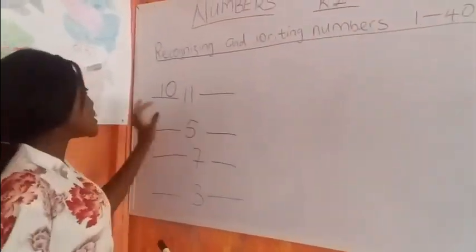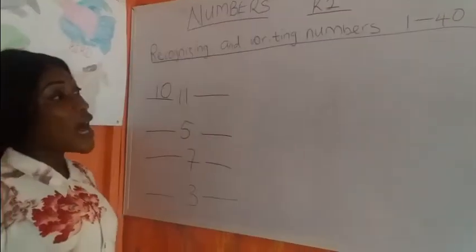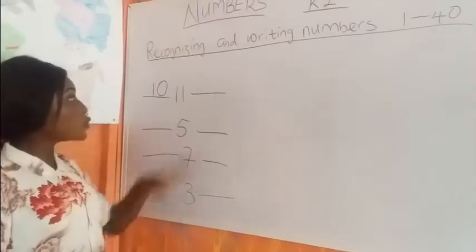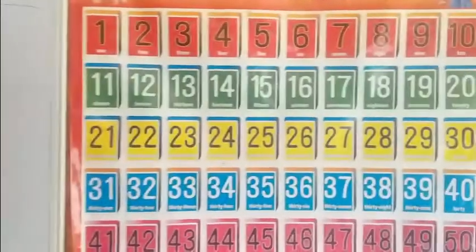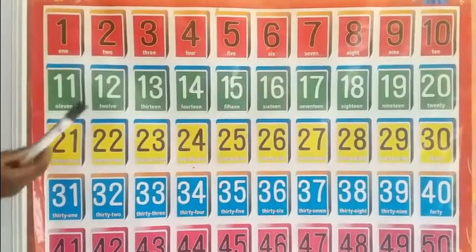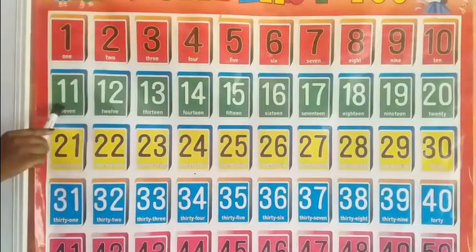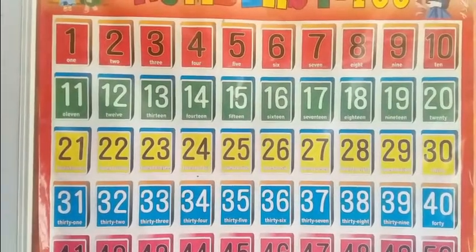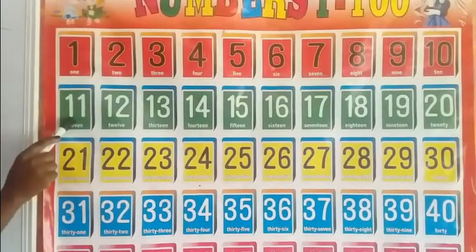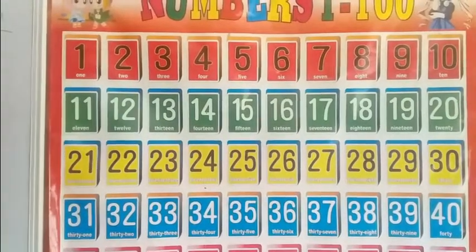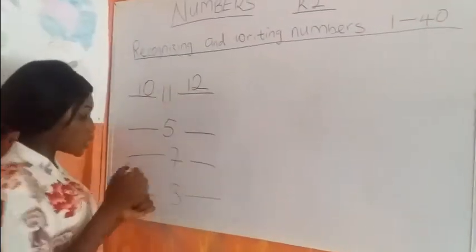Now what number is after 11? After you write your 11, what is the next number that you are going to write? You go back to your chart and check. This is your number 11. So what number is on your right hand side? What number will you write after your number 11? It is your number 12. So the number after 11 is 12.